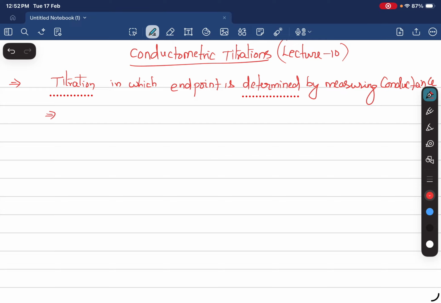So the order of conductance will be this: H+ greater than OH- greater than Br- and Cl-, and K+, and nearly the same with Ag+, nearly the same, not exactly, Na+ and Li+. So this is the order of conductance of ions. Based on the presence of these ions over a titration, we can decide the conductance of the solutions. So the first case, titration of strong acid with strong base.